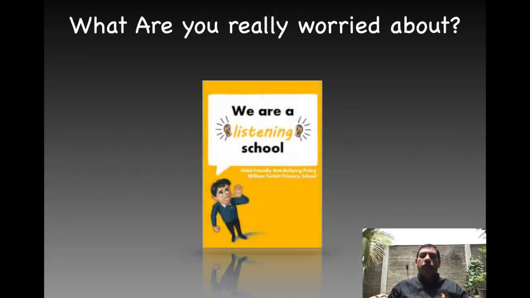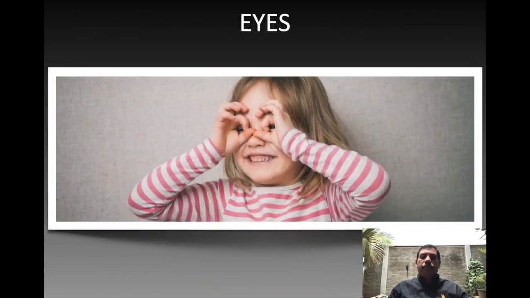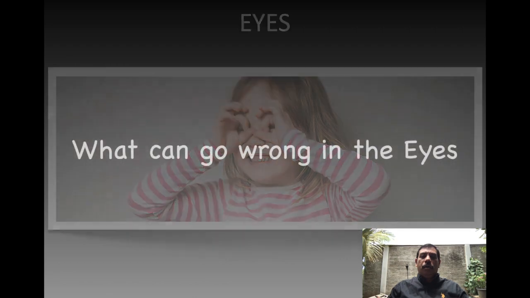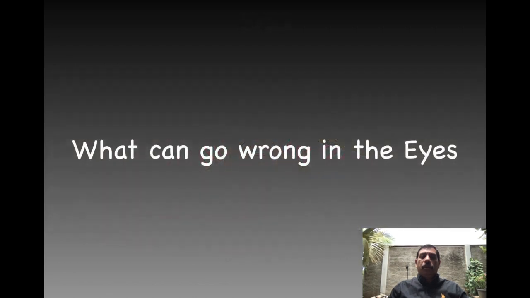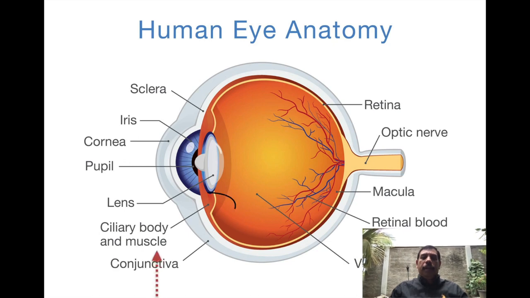What are you really worried about in the children's eyes? Or what can go wrong in the eyes of your children? Let us concentrate on the anatomy of the eye. You can see the red arrow coming from down, focusing on the muscle which is called the ciliary muscle.